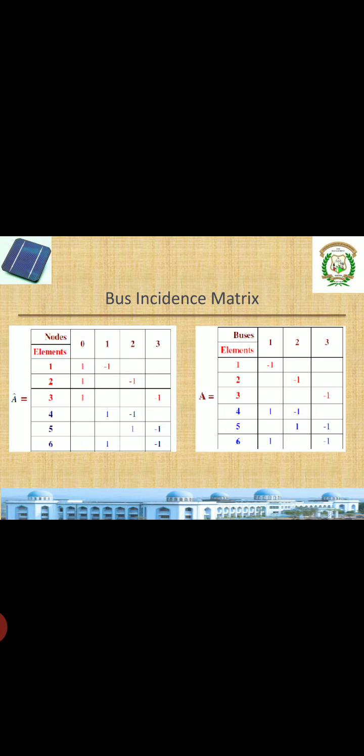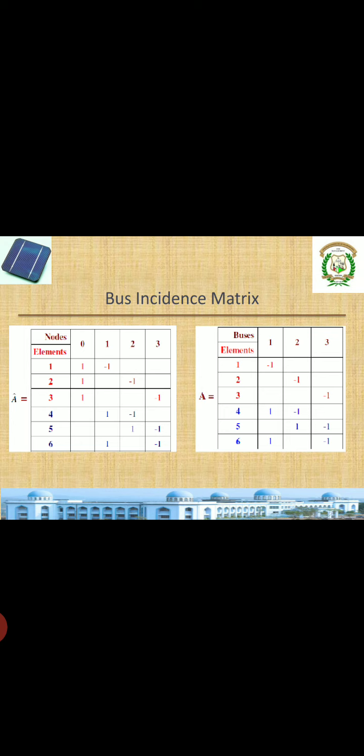If a bus incidence matrix or reduced incidence matrix is directly given, how do we get back the incidence matrix? That is also very simple. You have to add one 0th column, and in that column you put 0, 1 or minus 1, such that the sum of the particular row must be 0.